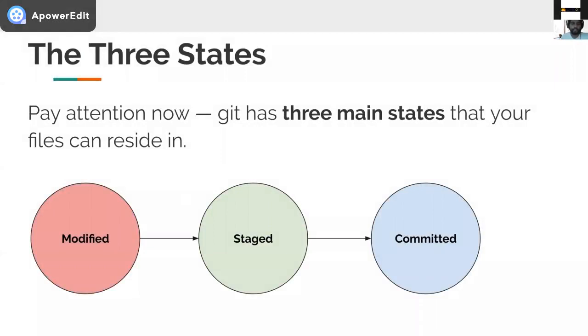Okay, presentation. So this has to be learned properly. There are three main states when it comes to Git in which the files can reside. The first one is the modified. When you make a modification to a file, it will obviously be in the modified state.